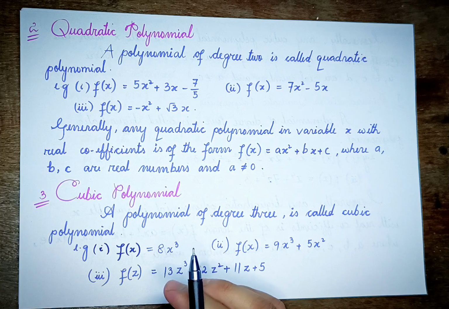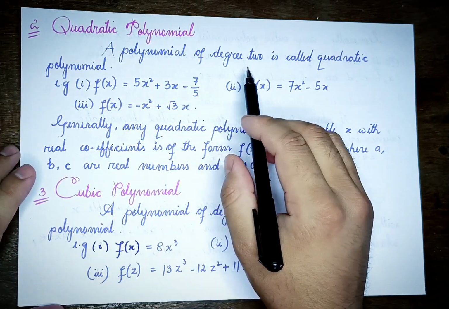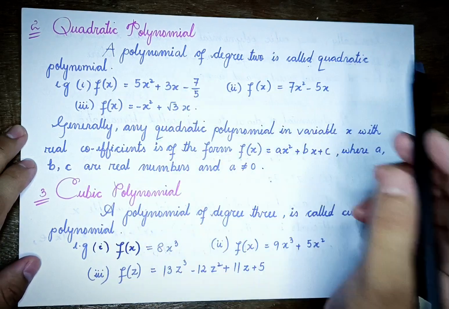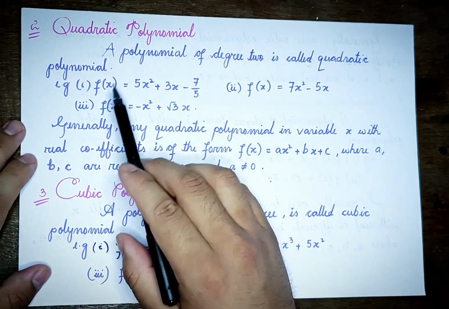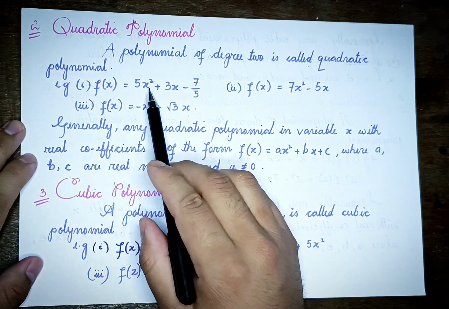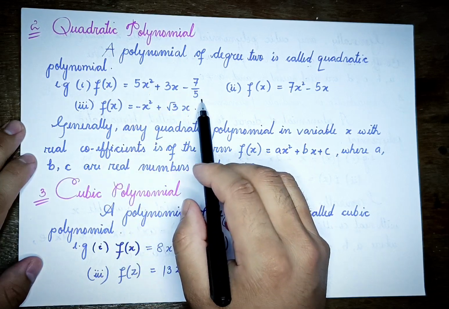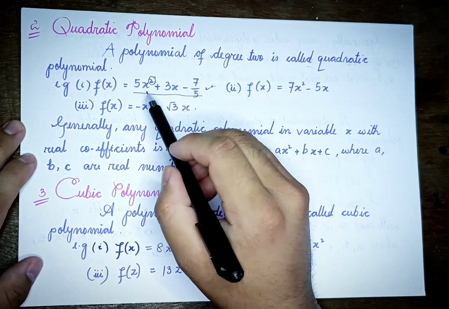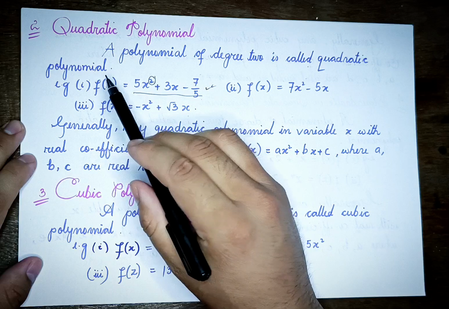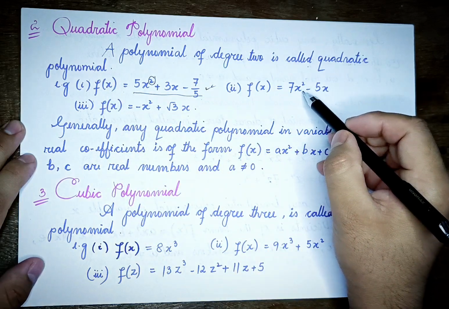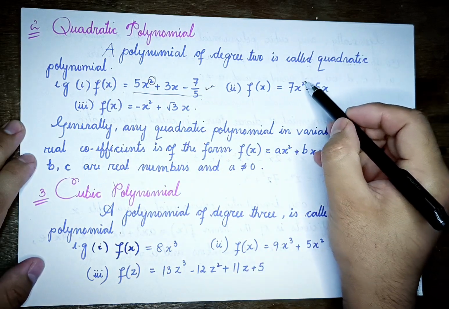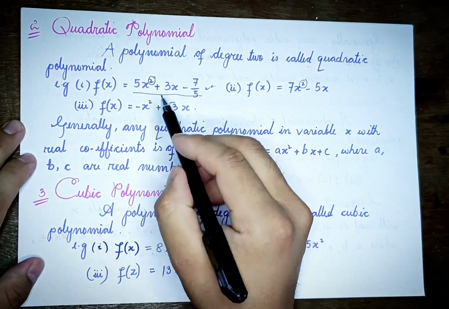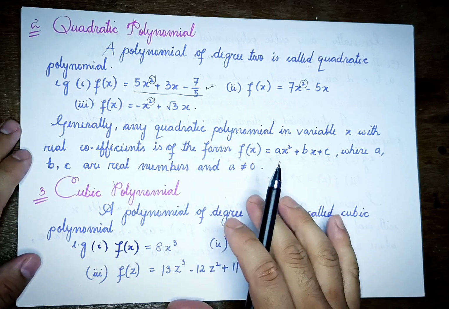Next is the quadratic polynomial. A polynomial of degree 2 is called a quadratic polynomial. If the polynomial has a degree of 2, then it is known as the quadratic polynomial. For example, f of x is equal to 5x squared plus 3x minus 7 by 5. Here this polynomial has a degree 2, so it is a quadratic polynomial. Another example here is 7x squared minus 5x. Here degree is 2, so it is a quadratic polynomial. Another example is minus x squared plus root x. Here degree is 2, so it is a quadratic polynomial.